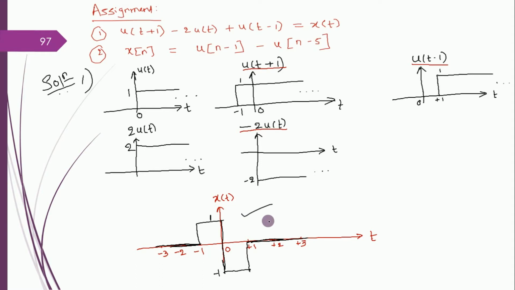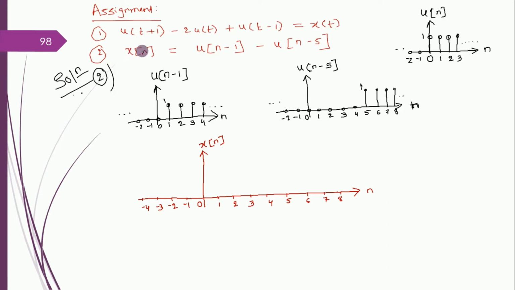signal x(t). Now in a similar fashion, we look into the next one, that is the second problem. x(n) = u(n-1) - u(n-5).